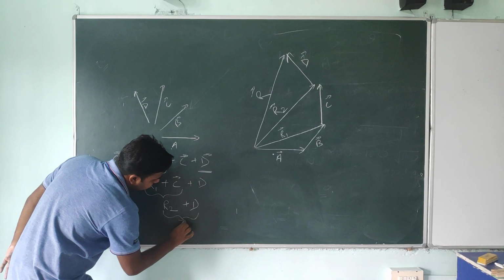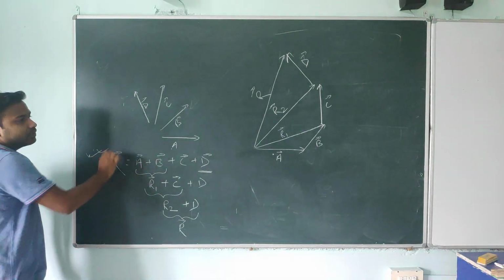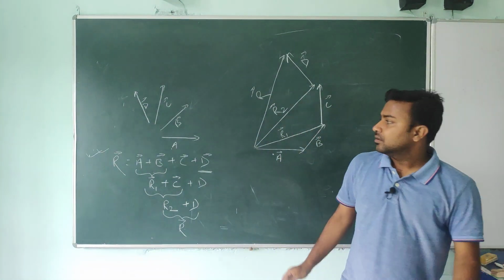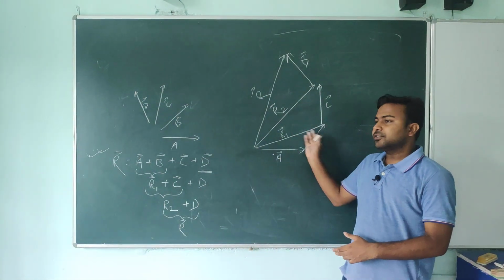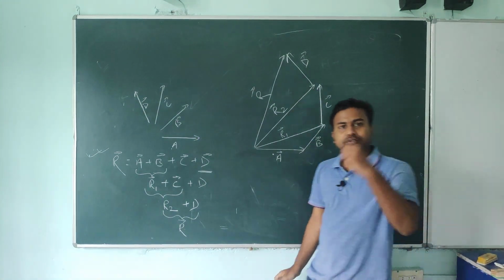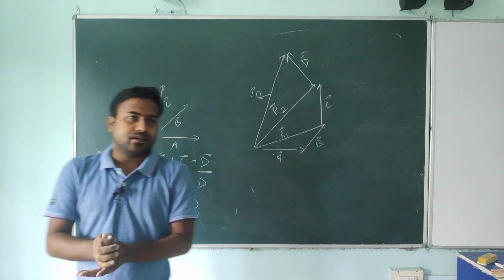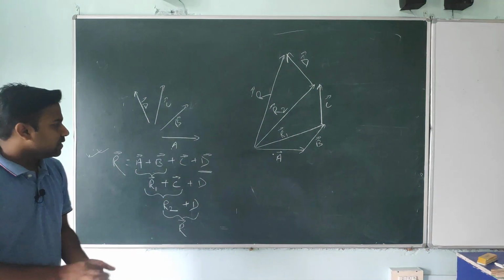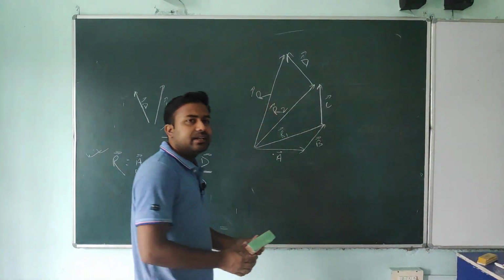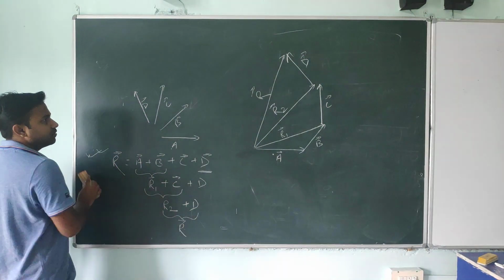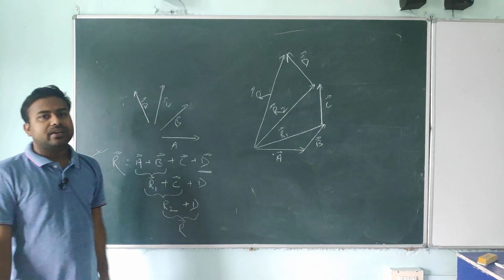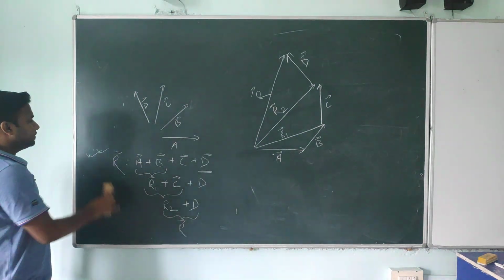Here the resultant vector is this one. Now you understand how to add multiple vectors step by step. First add two vectors, then add with that, then add with that, then add with that, and you will get the resultant vector. Okay, it's very simple, students. Using this you can add infinite vectors. Note down, the heading is how to add multiple vectors. Okay, note it down.